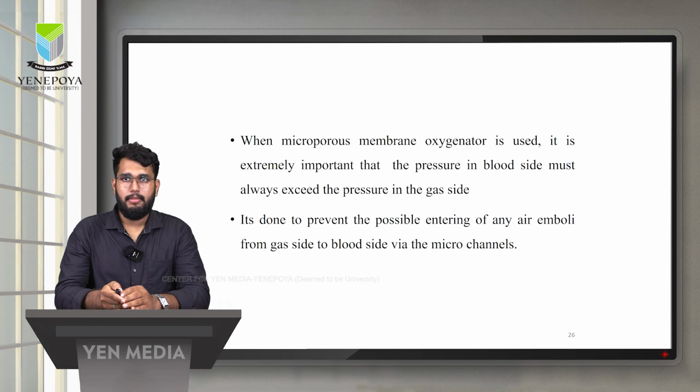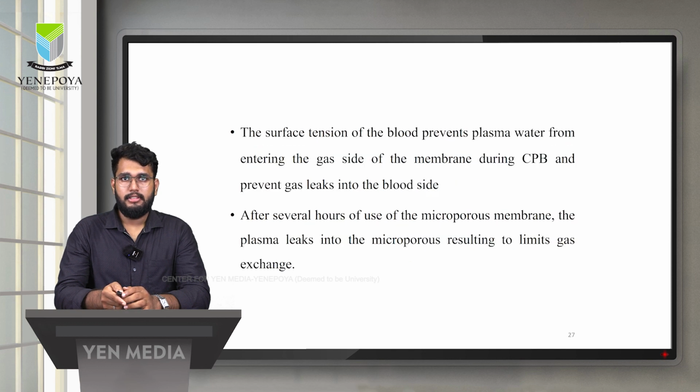When a microporous membrane oxygenator is used, it is extremely important that the pressure in the blood side must always exceed the pressure in the gas side. It's mainly done to prevent the possible entering of air emboli from the gas side to the blood side via microchannels. The surface tension of blood prevents plasma water from entering the gas side of the membrane during CPB and prevents gas leak into the blood side.